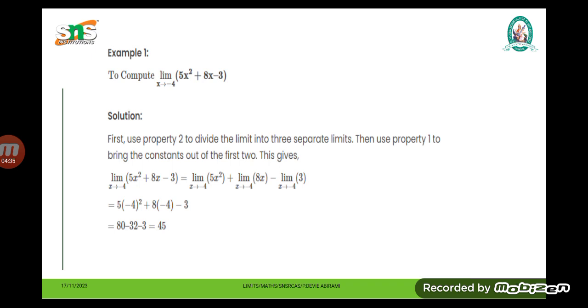So for the first term, I will get 5 into minus 4 the whole square. Minus 4 square means 16. 16 fives are 80. In the second term, 8 into minus 4 is minus 32. In the last term, I do not have an x value. Therefore, I am writing the 3 as such. If I simplify this problem, I will get the solution as 51. For limit x tends to minus 4, my solution is 45.